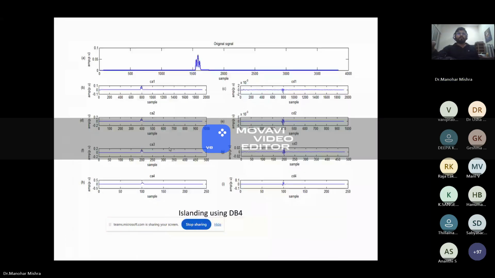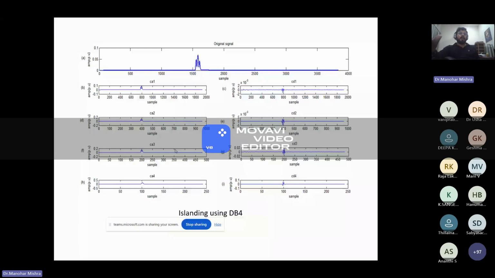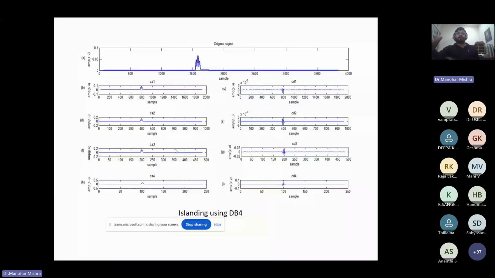Okay, so these are some visual means of the signal. This is the original negative sequence current during islanding, and this is db4, which is the mother wavelet of the wavelet transform that we used. We have applied the fourth level decomposition, and here you can see the approximate and detail coefficients for all these levels.